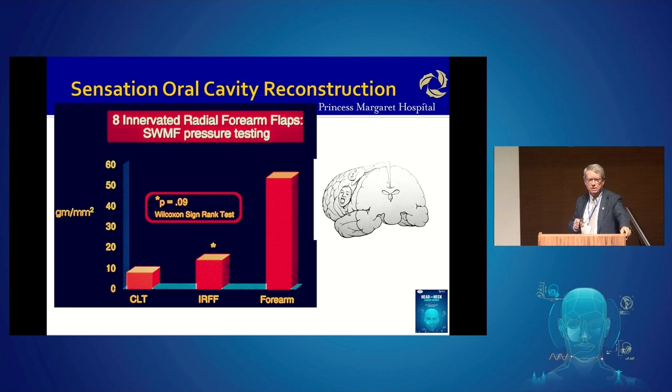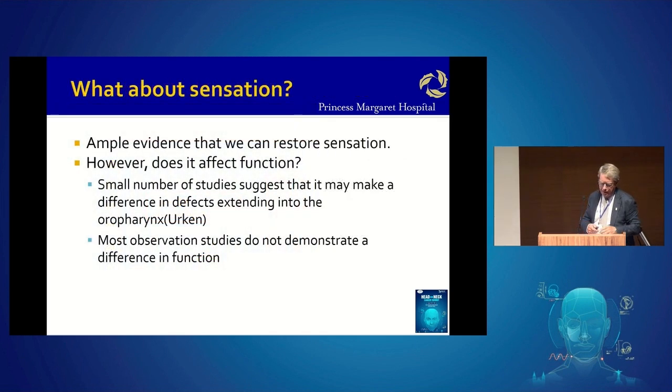forearm. And you can see that if you reinnervate a flap, you get sensation that is better than the native arm because of the connection to the lingual nerve. But the big question is, does it have an impact on function? And there's great evidence and ample evidence that we can restore sensation. However, does it affect function? Some authors, Mark Erkin, believes that it does, but most observational studies suggest that it doesn't really have a major impact on function. And we've moved away from reinnervating flaps.